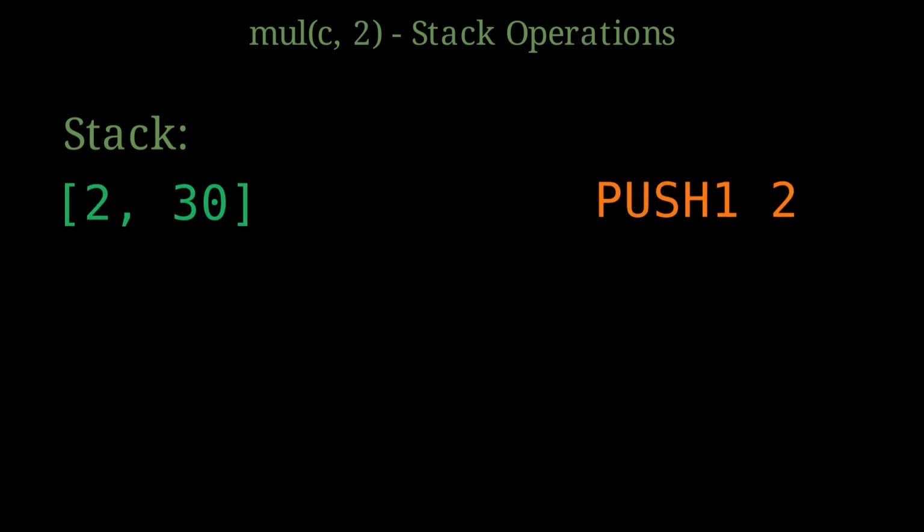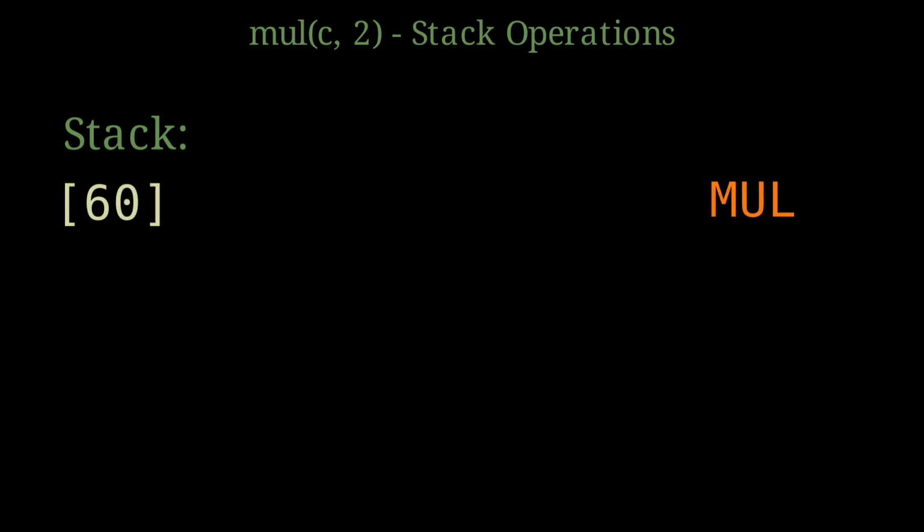Now let's multiply our result by 2. Here's our stack again. We're starting with 30, the result from our previous addition. To multiply by 2, we first need to push 2 onto the stack. Now our stack has 2 on top and 30 below it. When we call the MUL opcode, it multiplies 2 and 30. Just like add, MUL pops the top two values, multiplies them, and pushes the result back. Perfect. We now have 60 on the stack.